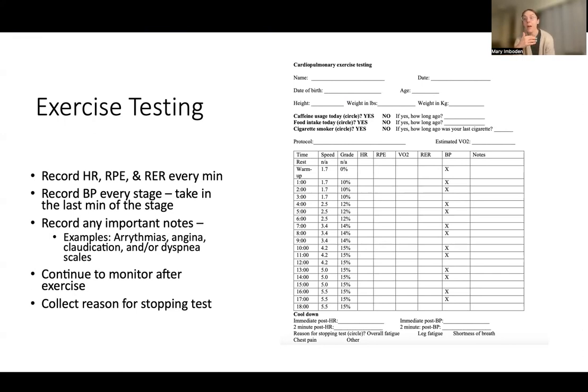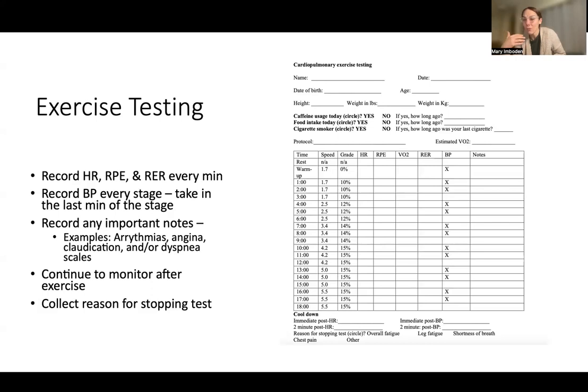Then every stage, depending on the test you're doing, this printout here is using the Bruce protocol as an example. In this case, every 3 minutes, I would be getting blood pressure. Now, it's important to think about how long it's going to take you to actually get blood pressure on someone who's exercising. So if you haven't done this before, I usually say start trying to get the measurement at the 2-minute mark in the stage. That gives you a full minute to get the blood pressure on someone.